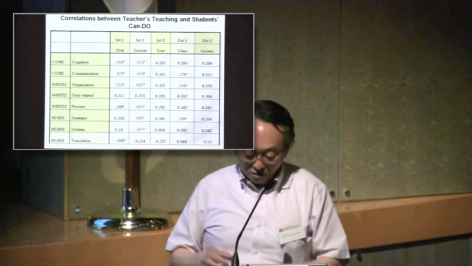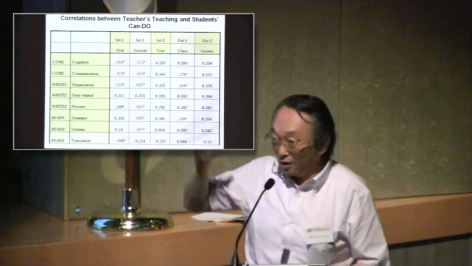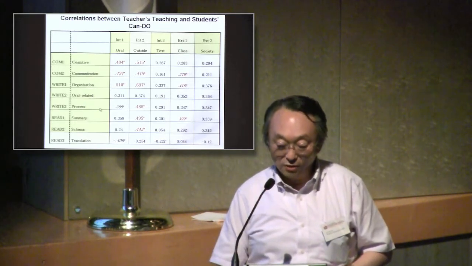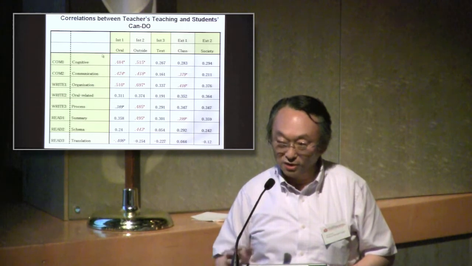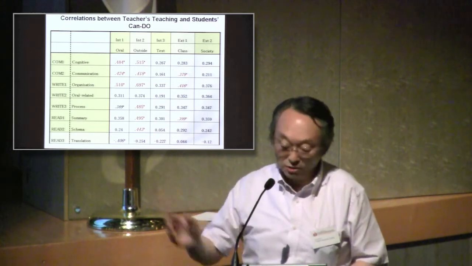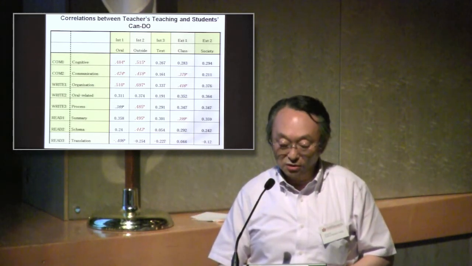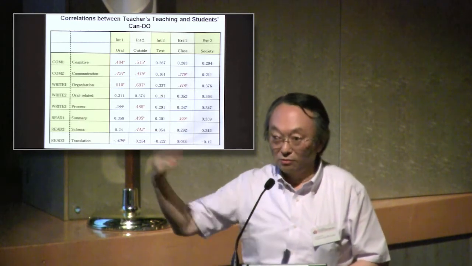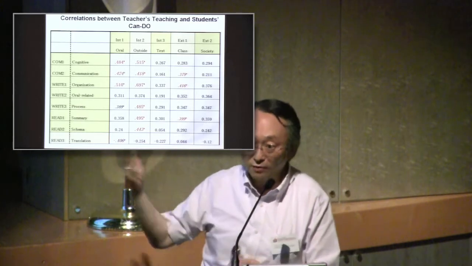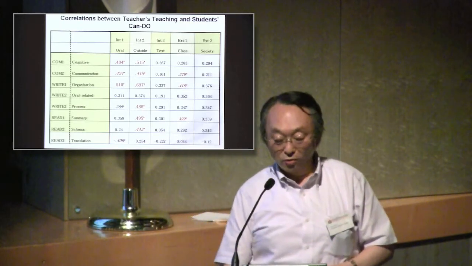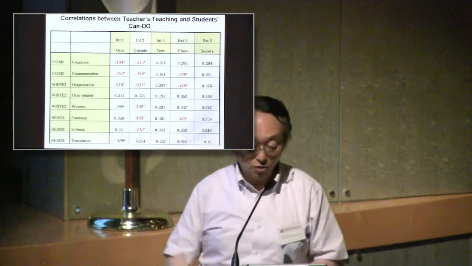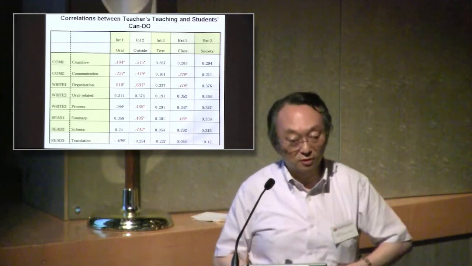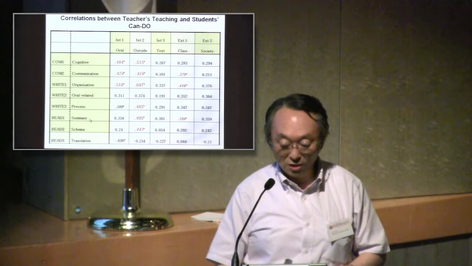And we also did a little correlation with, on the vertical column here, the way the teachers teach. Cognitive means they teach English through discussions and debates and whatnot. Communication, teaching through conversation. Organization, teaching writing through, for example, paragraph structures and so forth. Oral related, getting the students to write what they heard. Process writing, with rewriting being the main focus of the process writing approach.